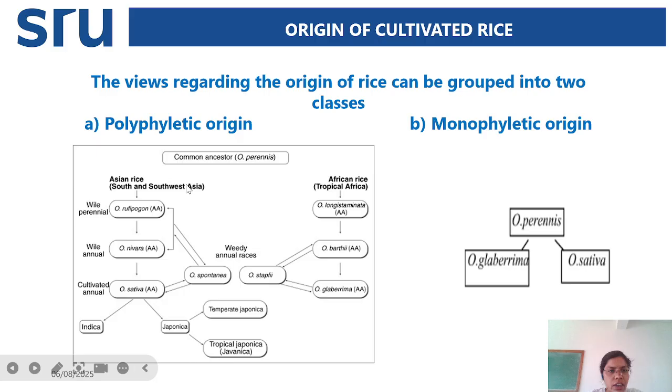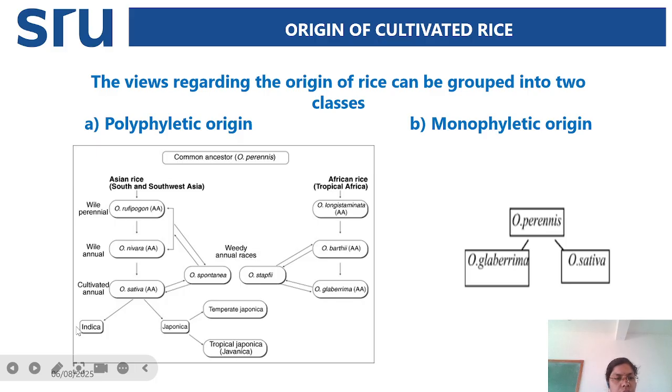According to the polyphyletic origin, first there is Oryza rufipogon, a wild perennial. From Oryza rufipogon, the wild annual Oryza nivara was obtained, and from Oryza nivara, the cultivated annual Oryza sativa originated. Again, Oryza sativa has three different subspecies: Indica, Japonica, and Javanica.